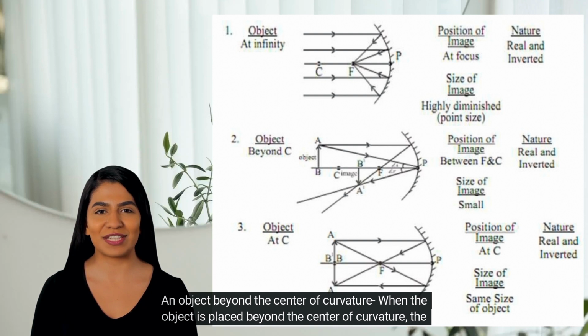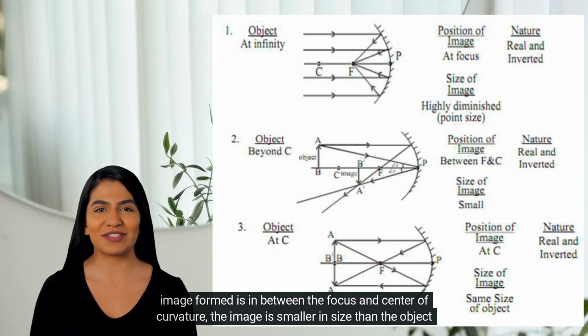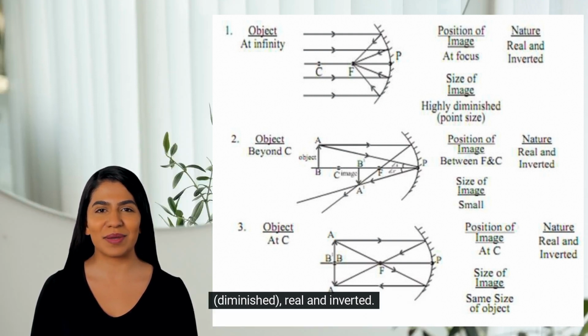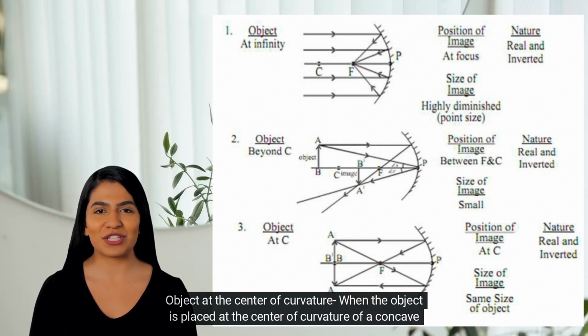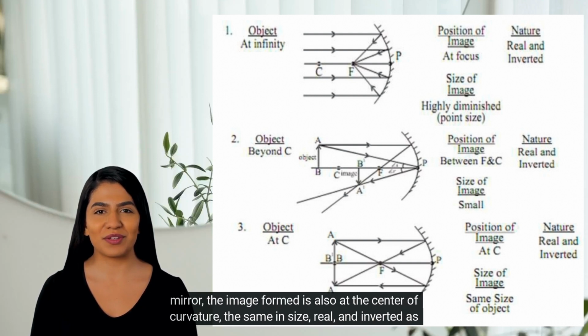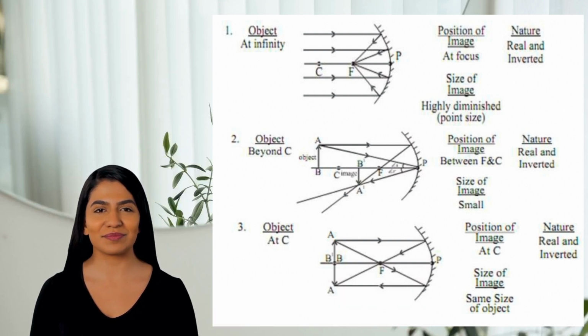An object beyond the center of curvature. When the object is placed beyond the center of curvature, the image formed is in between the focus and center of curvature. The image is smaller in size than the object, diminished, real, and inverted. Object at the center of curvature. When the object is placed at the center of curvature of a concave mirror, the image formed is also at the center of curvature, the same in size, real, and inverted as shown.